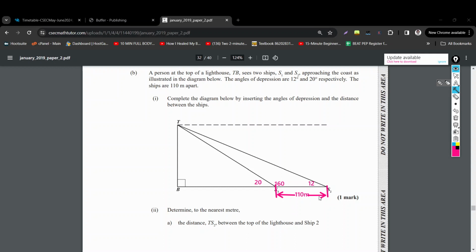Okay, so all right. So what do we need to do now? How are we going to solve that now? What do we need to do to solve that part in order to get the distance, right? Well, guys, we actually need to use the sine rule to solve this question.